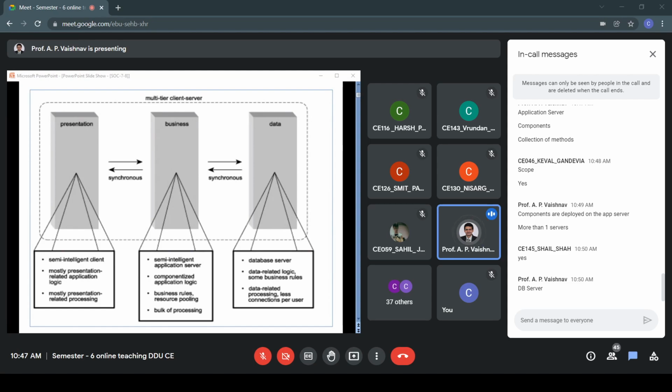Okay. So in this case, what is still the problem? Can anyone tell me what is still the drawback of this design, multi-tier client server? Or in other words, can we still simplify this?